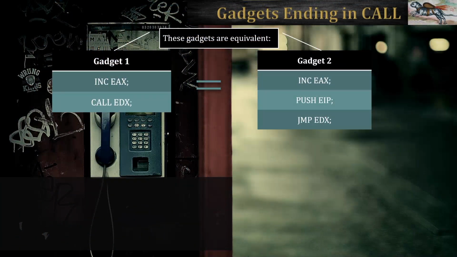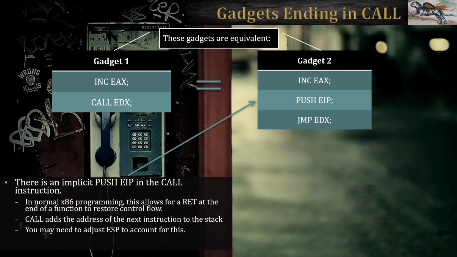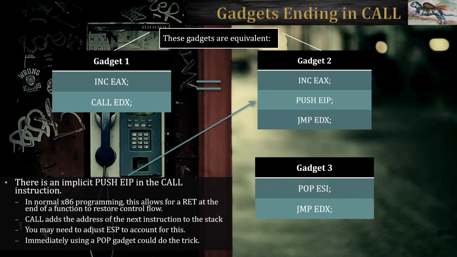One thing to note is that even though JOP is jump-oriented programming, we can use gadgets ending in call. The call gadgets are the same thing as a jump gadget, they just have an implicit push of the instruction pointer beforehand. So in normal x86 programming, that would allow you to return back to whatever instruction was next after you perform a function call. For our purposes, we can still use this call gadget. However, we do need to make sure that push isn't going to overwrite anything we need. And then afterwards, we can just use a pop gadget in order to repair ESP.